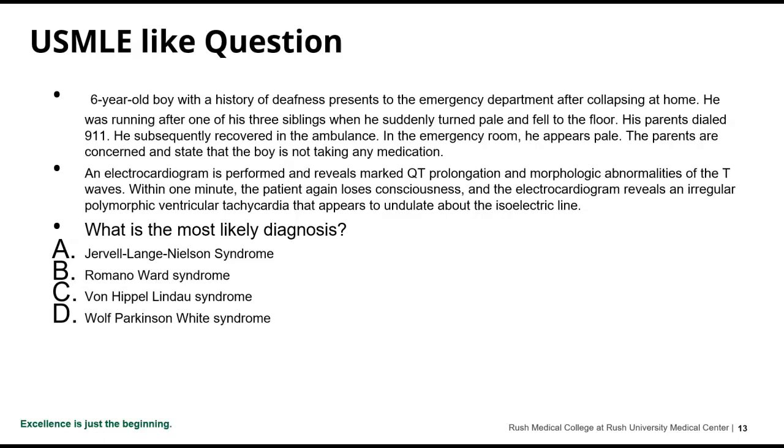An electrocardiogram is performed revealing long QT and abnormal T waves. Within a minute, the patient loses consciousness. The echocardiogram reveals an irregular polymorphic ventricular tachycardia that appears undulated in the isoelectric line. What is the most likely diagnosis? Jervell-Lange-Nielsen syndrome, Romano-Ward, von Hippel-Lindau, or Wolff-Parkinson-White.